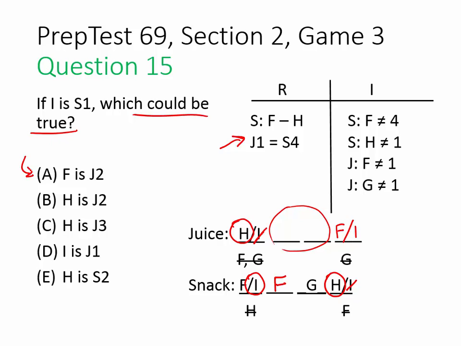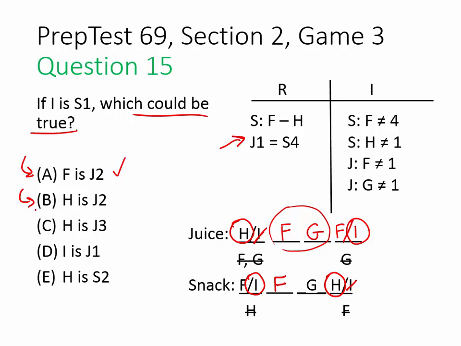Answer choice A, F is assigned to J2. Well, this certainly seems promising. If we place F in J2, we could place G in J3, and we could place I in J4. So that's looking pretty good right now. We're going to put a check mark next to it.